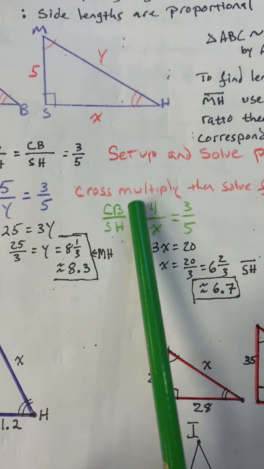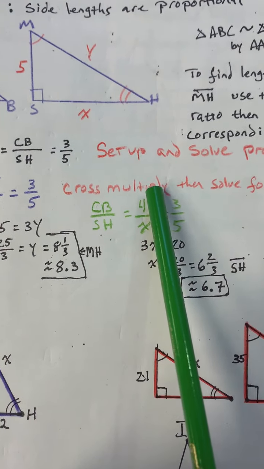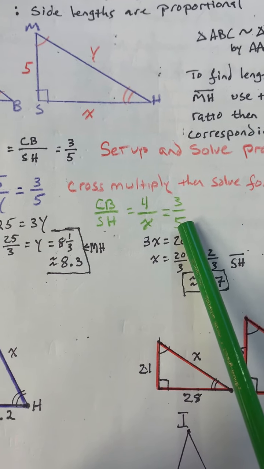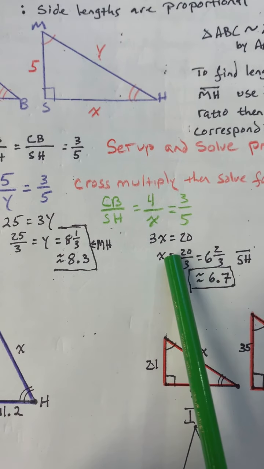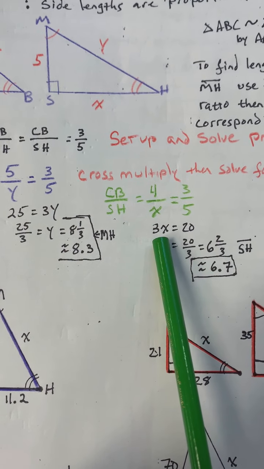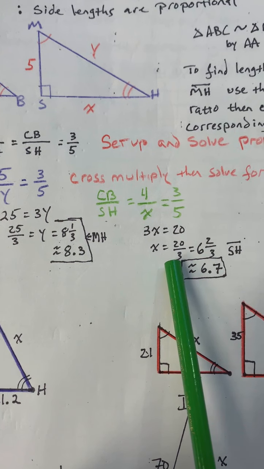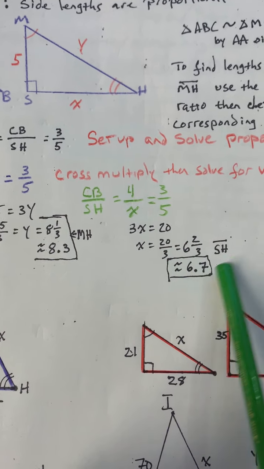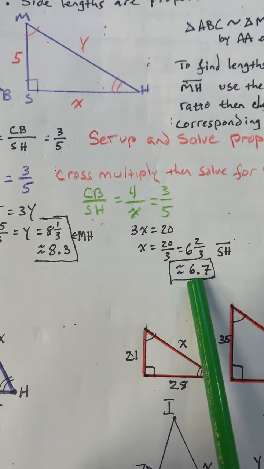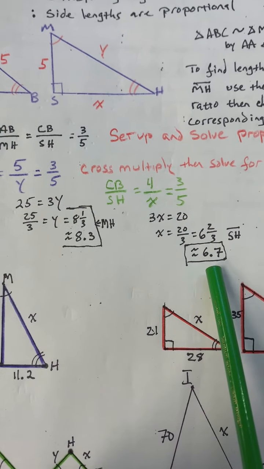Same thing with the CB. CB is to SH as 4/x, 3/5. 4 times 5, that's 20. 3 times x, that's 3x. X is 20/3, which is 6 2/3, or approximately 6.7. Okay. So that's how you do these proportion things.